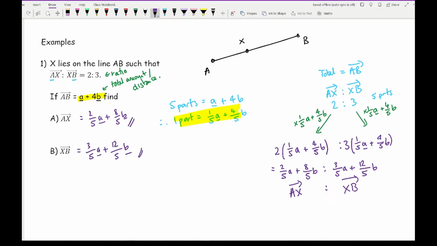Now, for any case, if I wanted to work out the reverse of that, so X to A rather, that is going to be the negative of this. So that's going to be minus 2/5 of A minus 8/5 of B, and B to X is going to be minus 3/5 of A minus 12/5 of B. And again, that's not needed in the question, but if I needed to, then that's all I need to do.